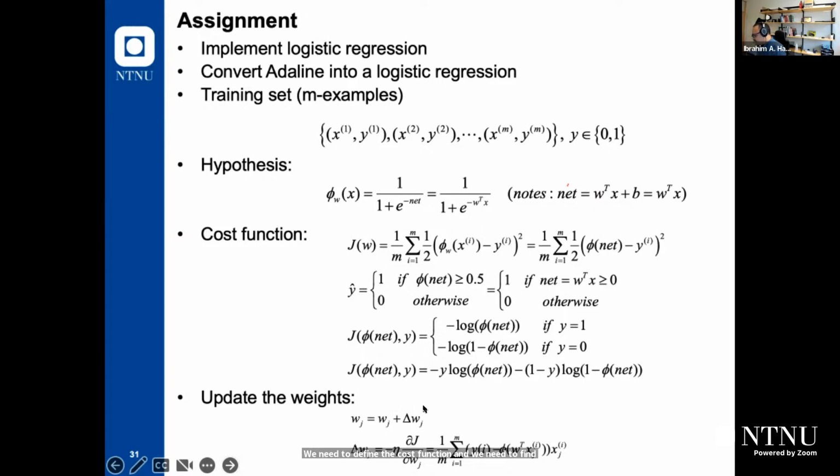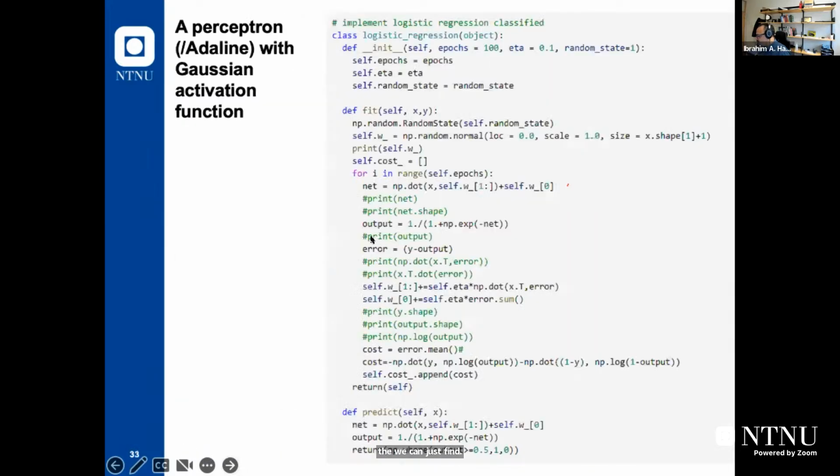So we need to calculate delta omega, and delta omega will be minus theta multiplied by the gradient, which is partial J by partial omega. J is the squared error, correct? So it's 1 divided by n multiplied by this one. And we can just find, I mean, we did that already for the adaptive linear unit.